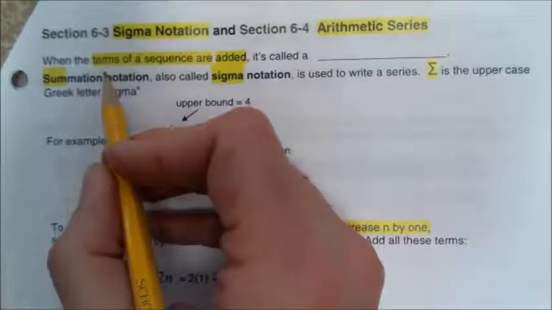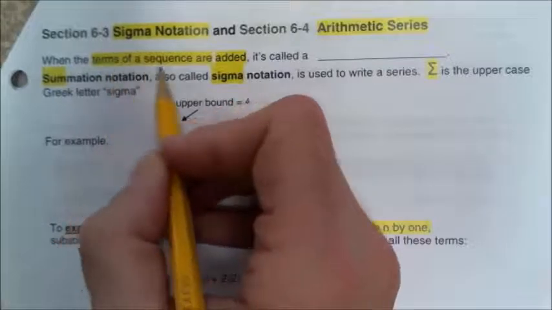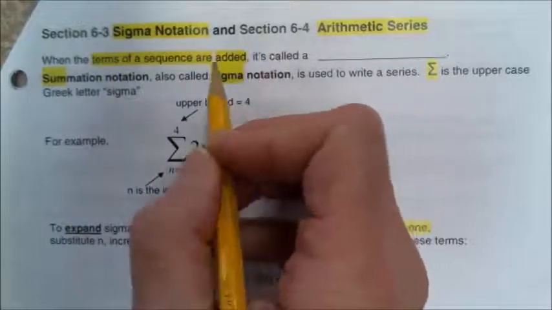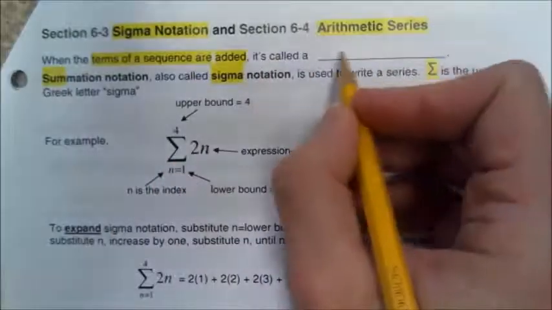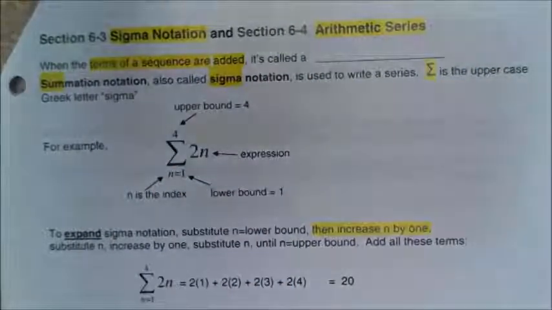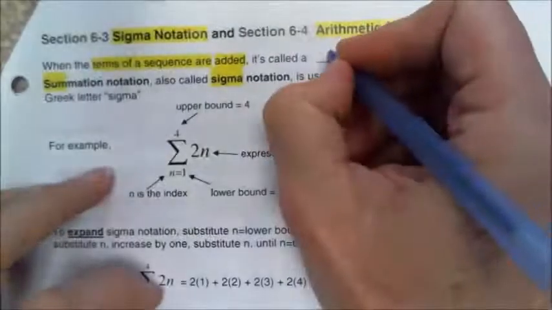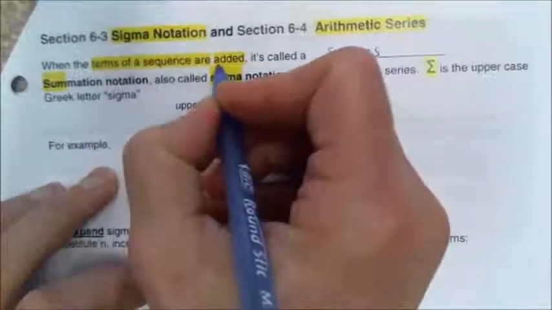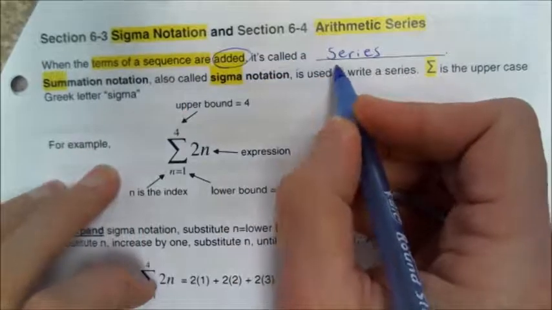So first of all, when the terms of a sequence are added together, sometimes we just take a list of numbers and add them up in a sequence. It's called a series. So when you add the numbers, you get a series.